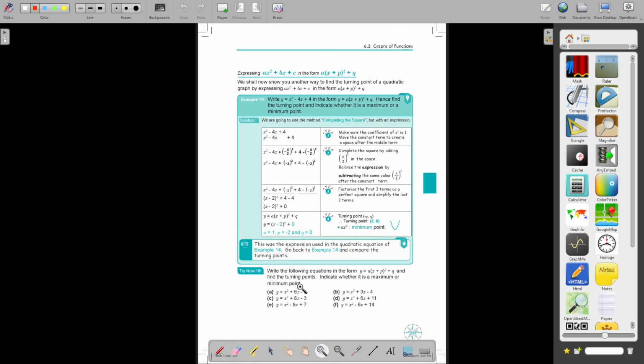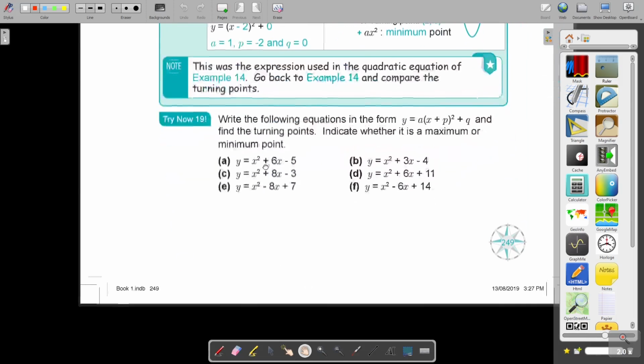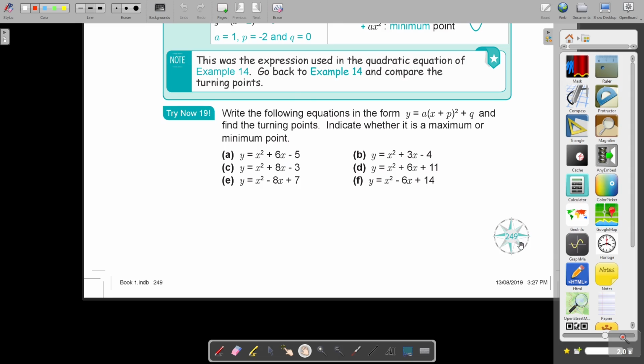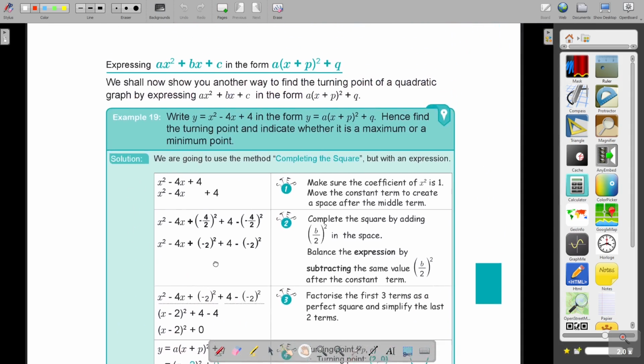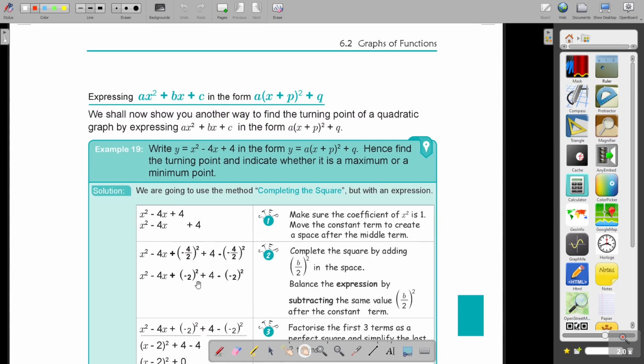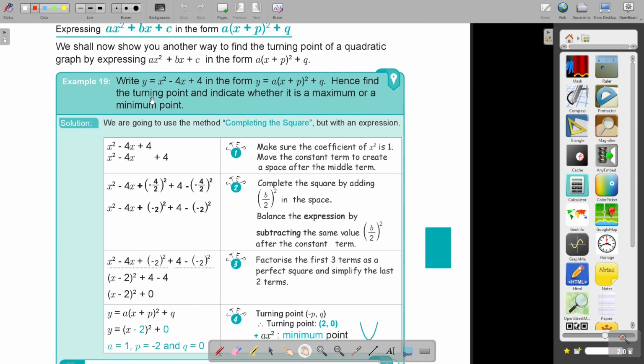Okay, and if I must show you in the textbook, it's on page 249, and that will be in chapter 6. And it's to write it in this form, because as soon as you write it in this form, then you can find the turning point. Okay, now can you remember, it's like completing the square, but you just do it with the expression.